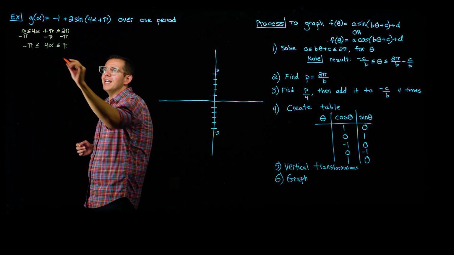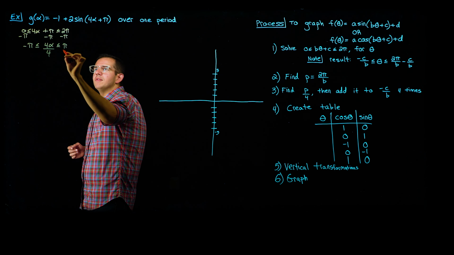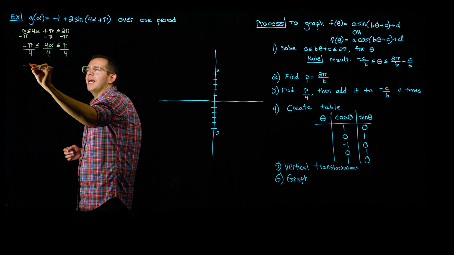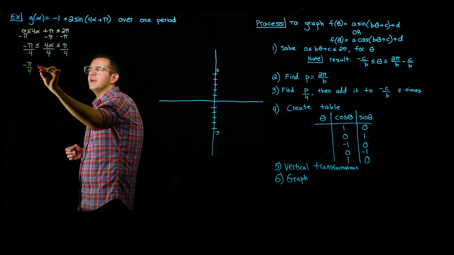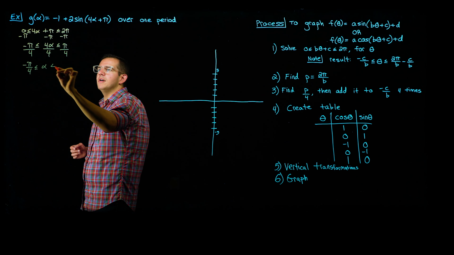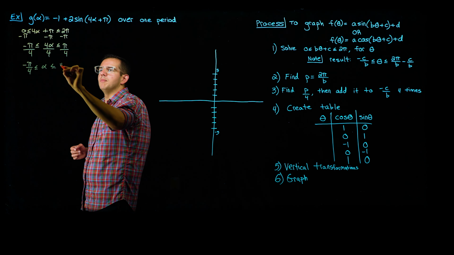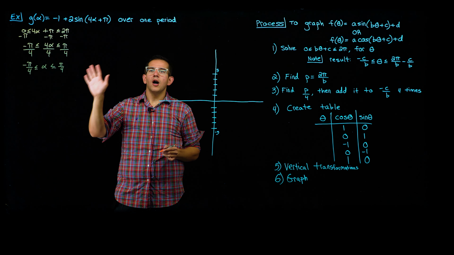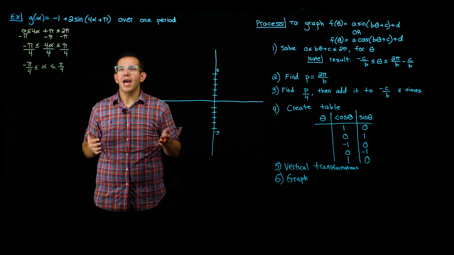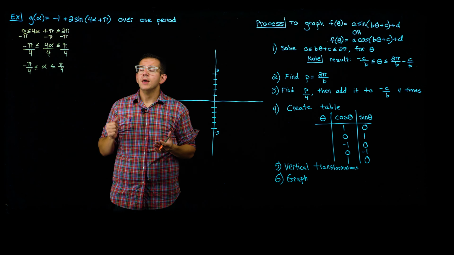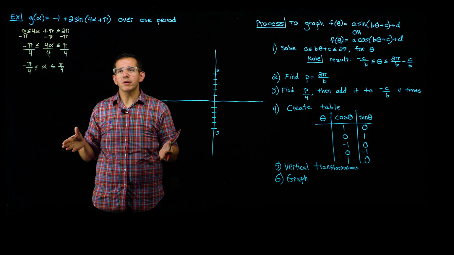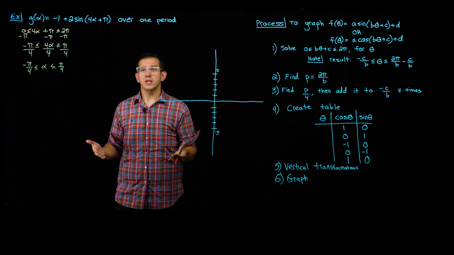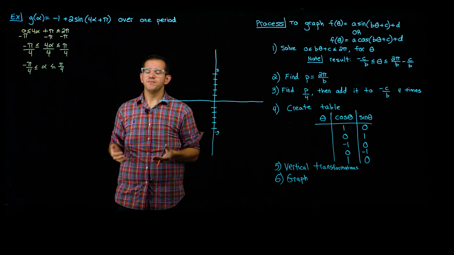And then if we divide every part of the inequality by 4, we'll get negative pi over 4 is less than or equal to alpha, which is less than or equal to pi over 4. This is the equivalent of 0 to 2 pi that we had before for sine. This is going to represent one period of our graph. It's taken care of all of our horizontal transformations for us.